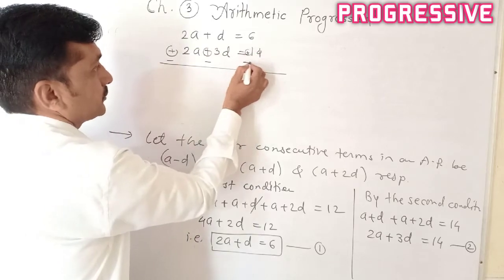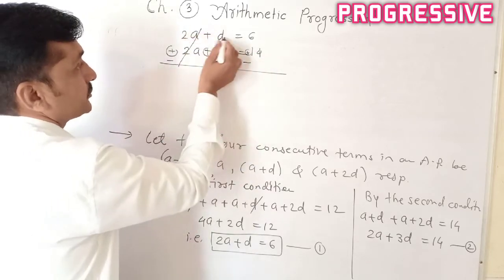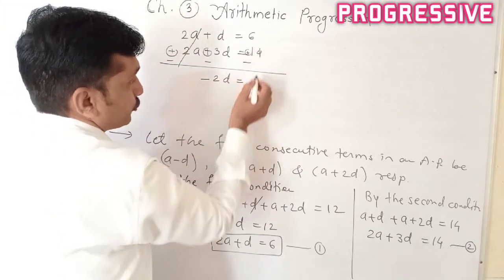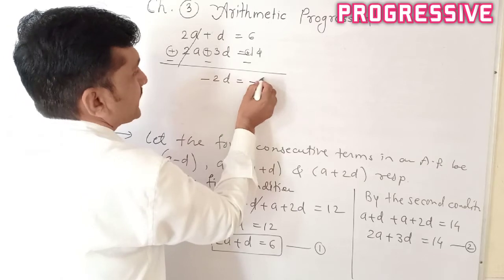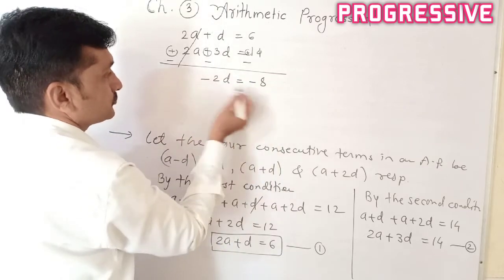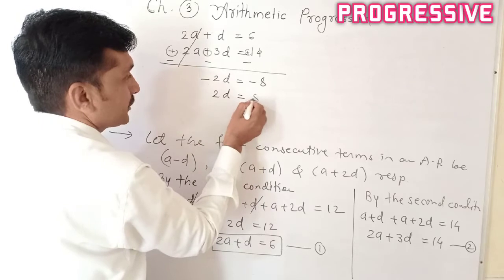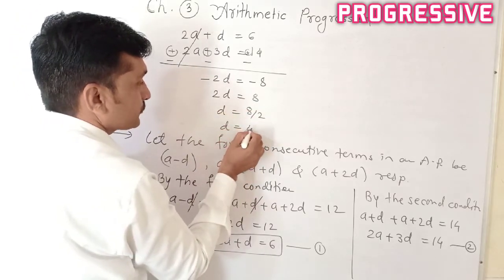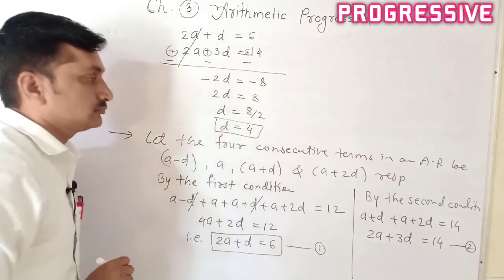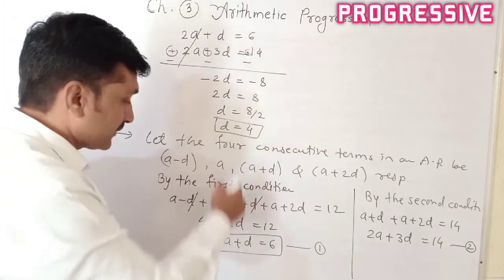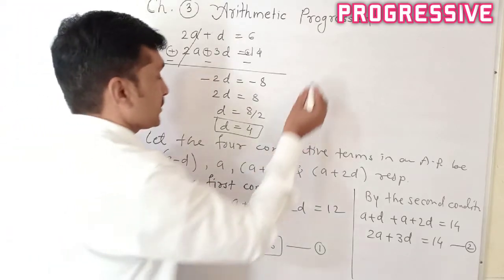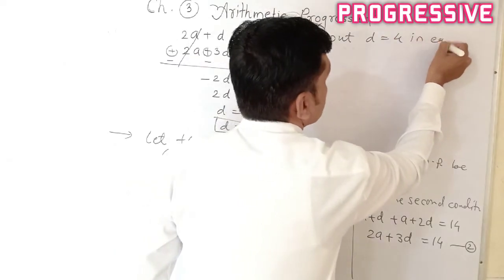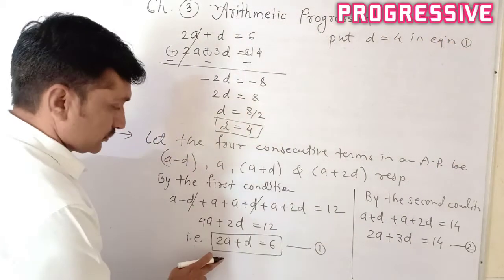Subtracting, 2a cancels. d minus 3d is minus 2d, is equal to 6 minus 14, which is minus 8. Both are negative, therefore write them as positive. 2d is equal to 8. d is equal to 8 upon 2, and we got d is equal to 4. Now put this value in 1 or 2 to find the a value. Put d is equal to 4 in equation 1.